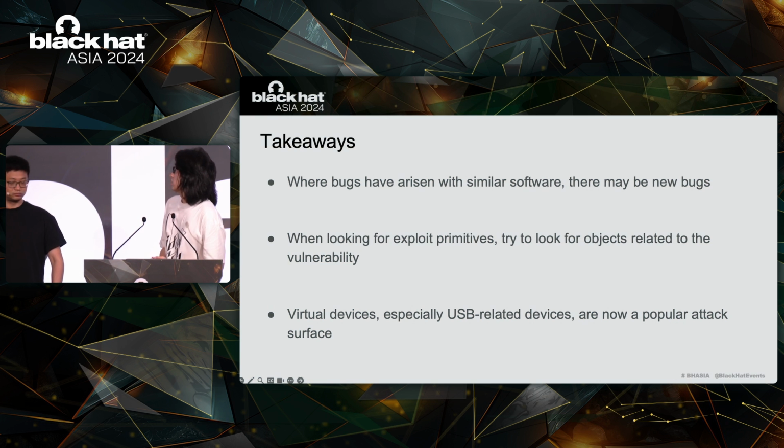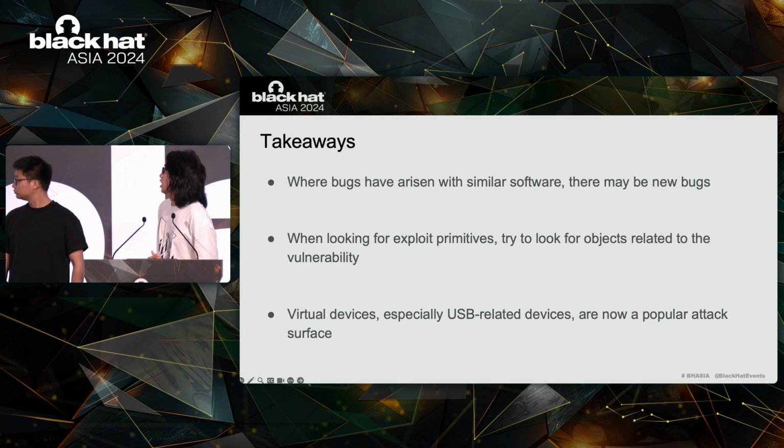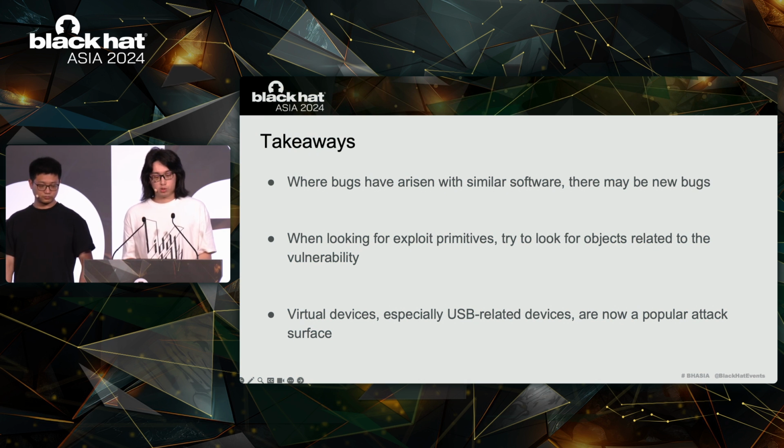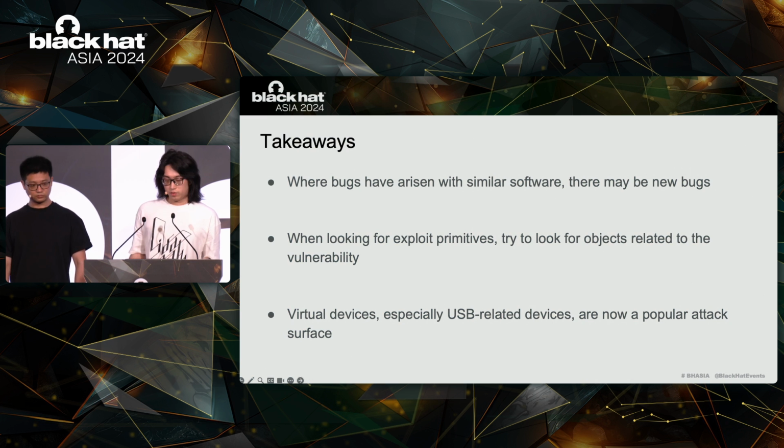And the last part is the takeaways. First, where bugs have arisen in similar software, there may be new bugs. The second is, when looking for exploit primitives, try to look for objects related to the vulnerability. The first time, I did reverse engineering in lots of other modules, but I couldn't find good objects. But when I looked back at the vulnerability, I found the URB is really powerful. The last is virtual devices, especially USB-related devices, are now a popular attack surface.